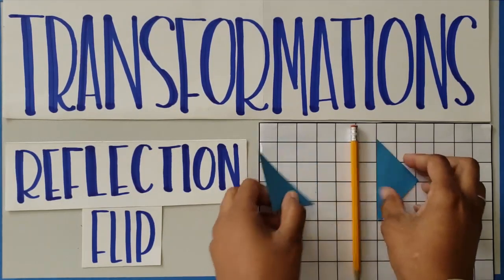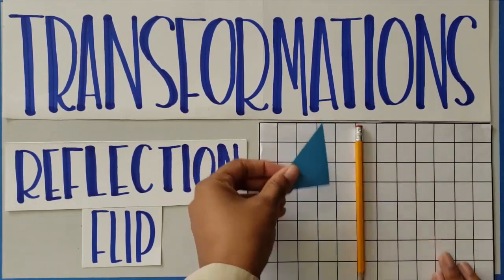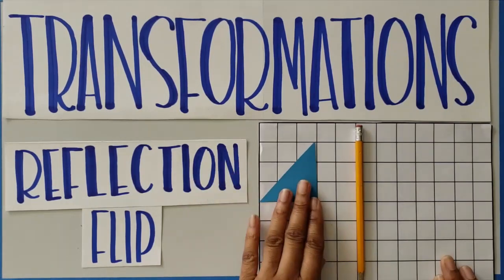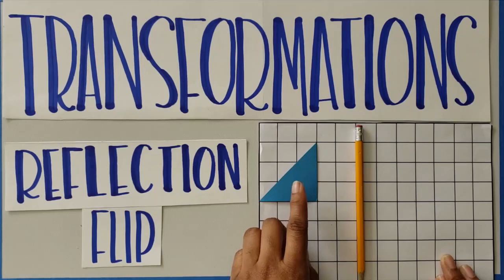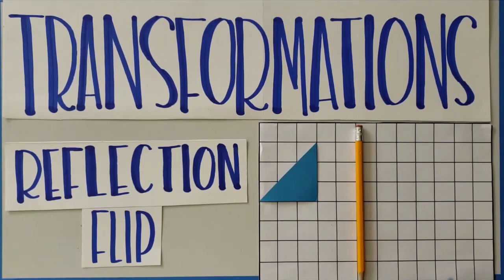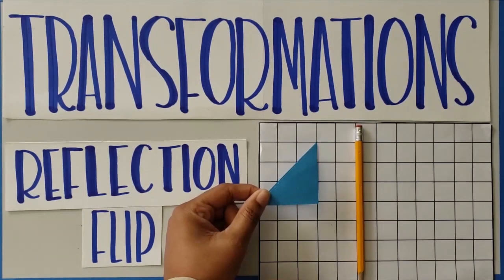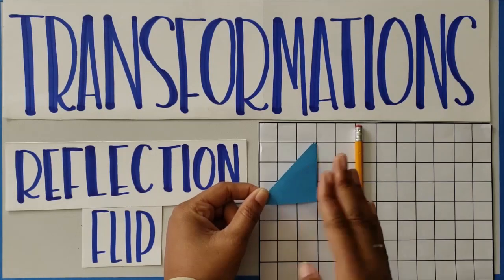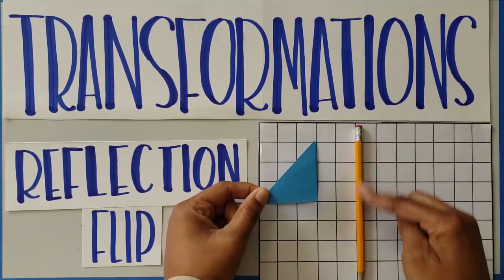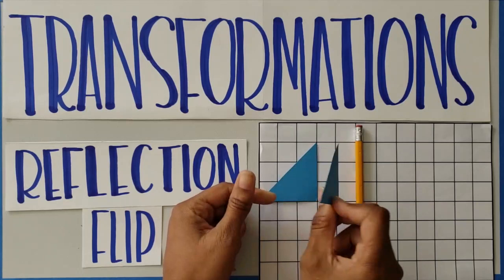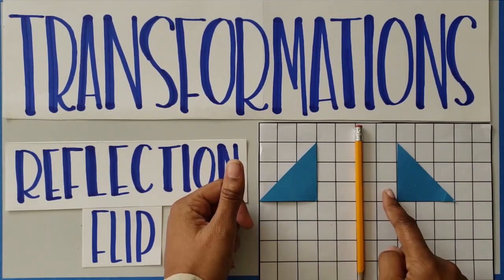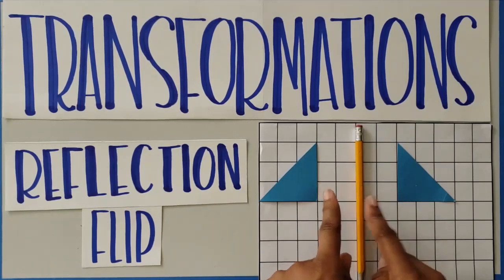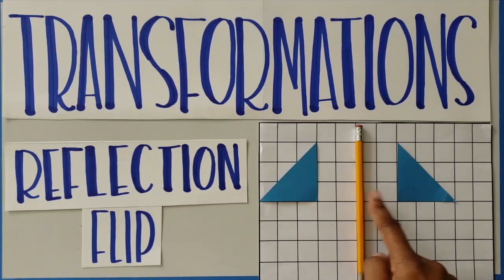Here's another example. If I turn my triangle or my figure this way, and I move it over there, you'll notice I have 2 units between it and the line of reflection. So now I'm going to use my duplicate figure to help you see this better. I'm going to flip or reflect this along my line of reflection. And when I do, I need to flip it over, and it too must be an equal distance from the line of reflection. 2 units here, 2 units there.